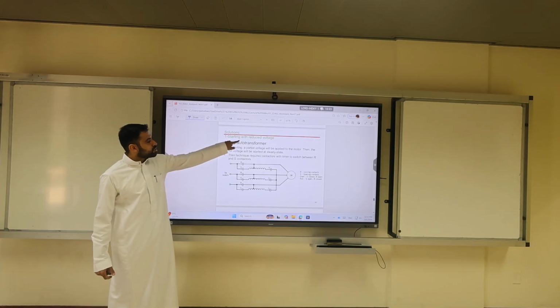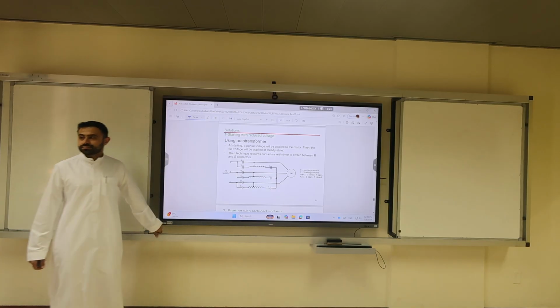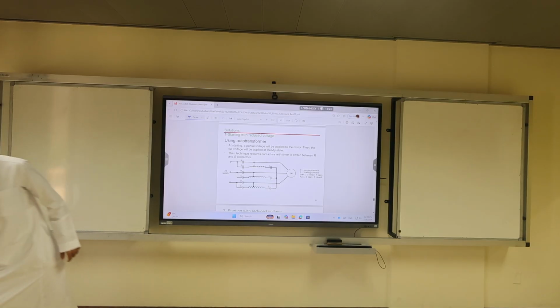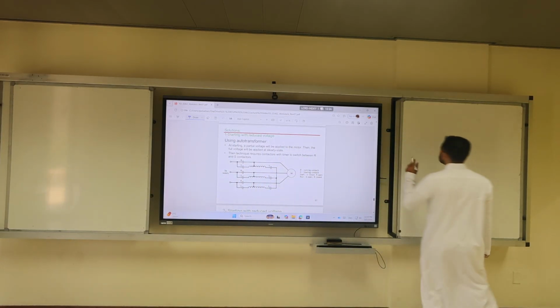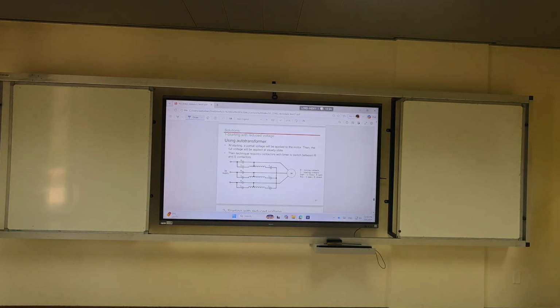Solution is start with reduced voltage, using what? Auto-transformer. Do you remember the auto-transformer? Yes. What is the auto-transformer? You remember from EE360, and I think last semester, whoever took EE360 last semester, it was removed. Okay? Auto transformer was removed.